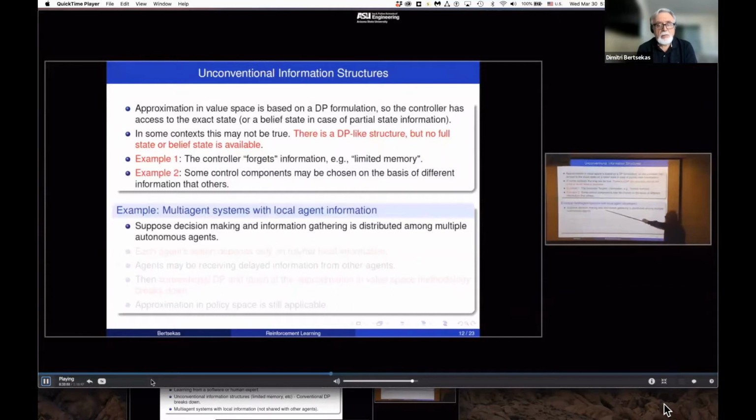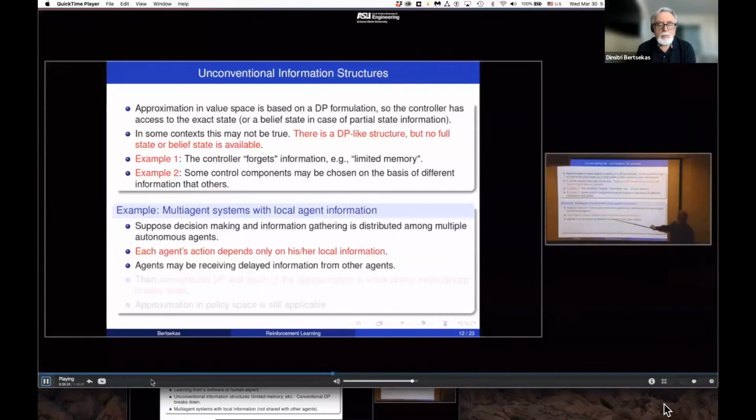So we have here decision-making and information gathering that is distributed among multiple autonomous agents. Each agent's action depends only on the local information. The agents may be receiving delayed information from other agents. And then conventional dynamic programming breaks down, and approximation in policy space is applicable. There are ways to use conventional dynamic programming, but a lot of the approximation in value space methodology that we have discussed does not apply anymore.